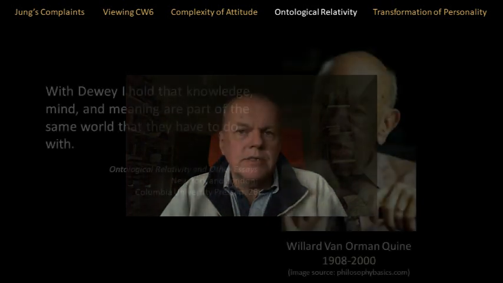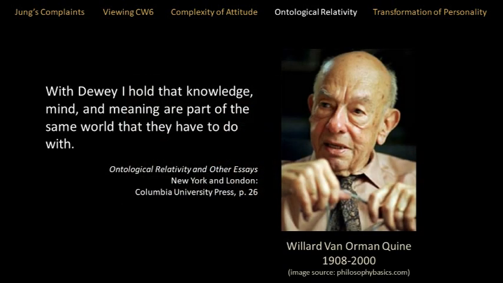It is the psychological equivalent to Einstein's theory of special relativity. Jung did not actually use the term ontological relativity, although it expresses an essential element of esse in anima. The term ontological relativity was coined by the philosopher W.V.O. Quine. He got the idea from John Dewey, who suggested that the mind and the world are not separate, but they are part of the same world. Therefore, reality is not something we perceive, but it is something we co-create through the interaction of our psyche and the world around us. Reality is therefore different for each of us.